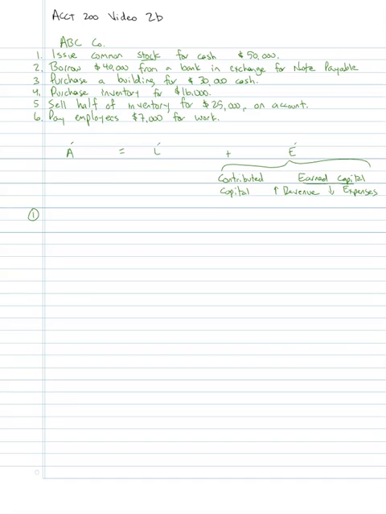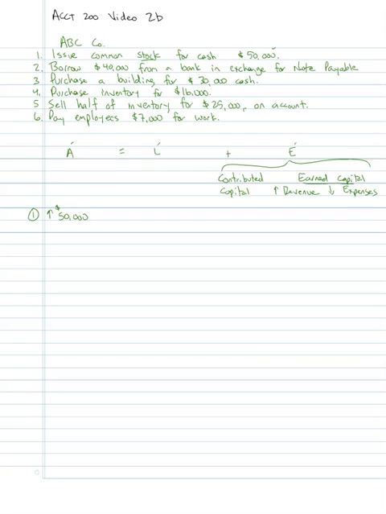I've always found it's easiest to look for cash in a transaction and start there. It's usually pretty easy to figure out what's happening with cash. In this case, the business's cash is increasing by $50,000. So cash is an asset. We're going to increase our assets by $50,000. What is the business giving up, or why is the business getting $50,000 cash?